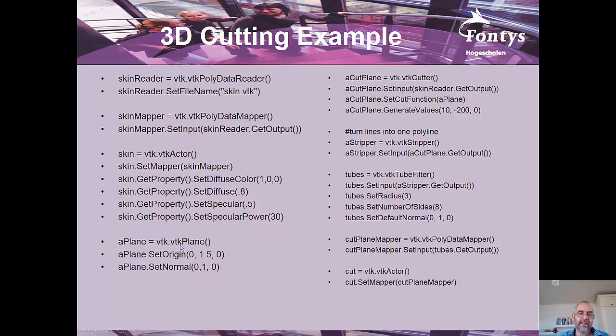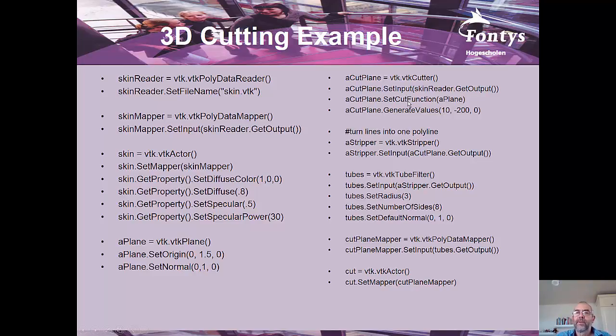It has an origin, it represents a plane, so a plane is defined by a point somewhere and a normal, so that's what we are setting here. And then we make our cutter, which makes a cut of this volume, the skin of the frog, which uses this VTK plane, which is an implicit function, as the cut function. So that defines where we cut.